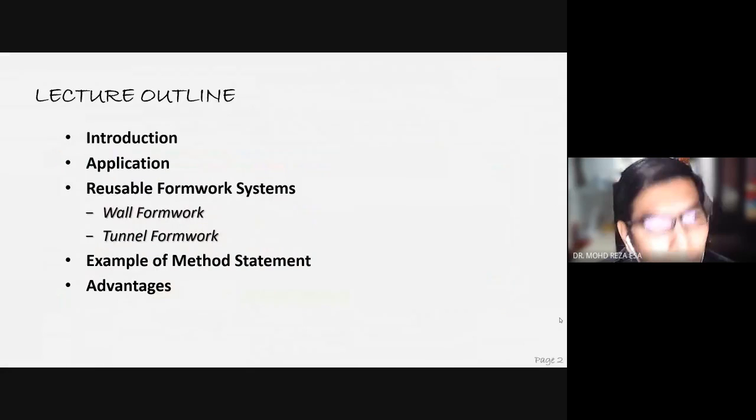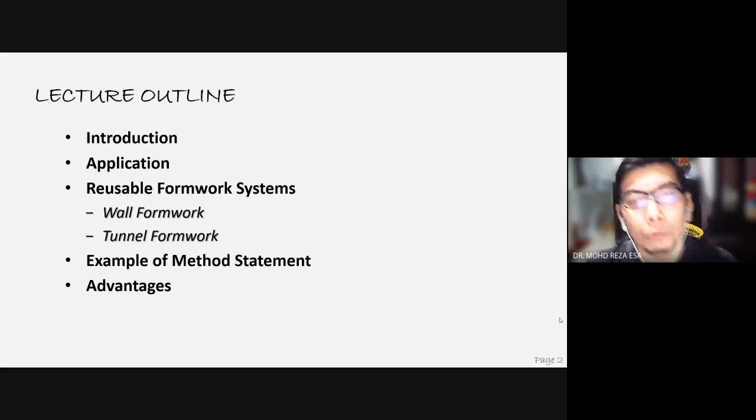Okay, so this is the outline for today's lecture. As usual, we are going to have a brief introduction on the reusable formwork system. Why it is being considered as an IBS. We are going to see the reason why reusable formwork system has been considered as an IBS. And then we are going to look at the application, where mostly this system has been applied in construction projects, on what type of projects.